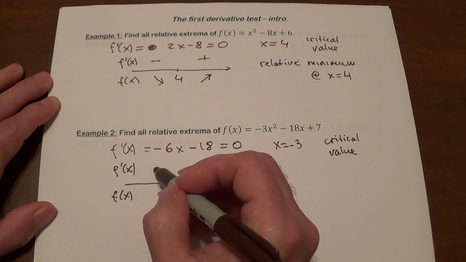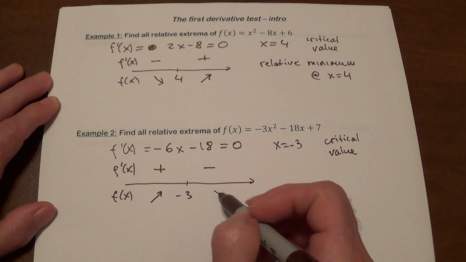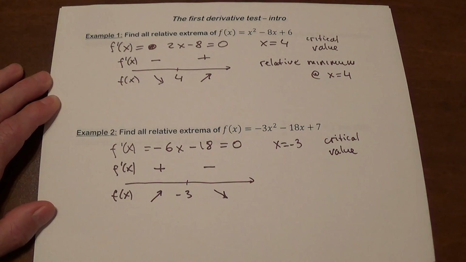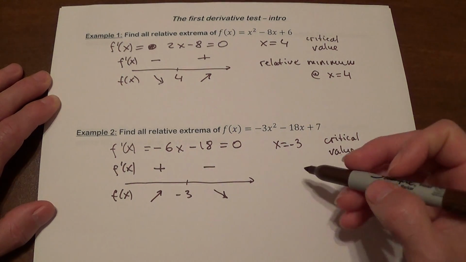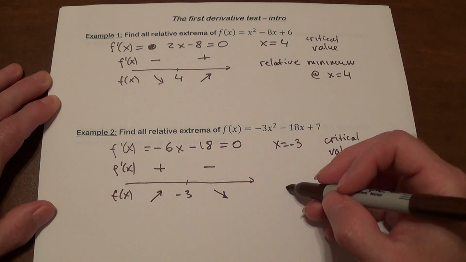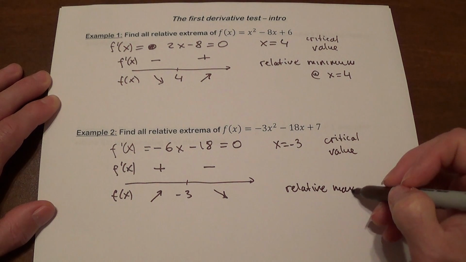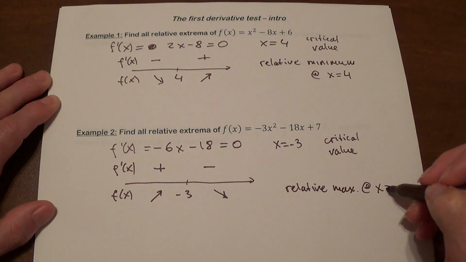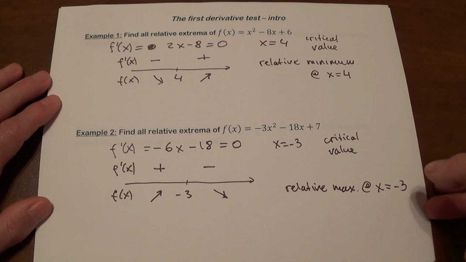So what's going to happen with the signs? It's going to be positive on this side, negative on this side, which means the function is increasing and then decreasing. So the derivative changes from positive to negative. That means that we have a relative maximum at x equals negative 3. Alright, moving on.